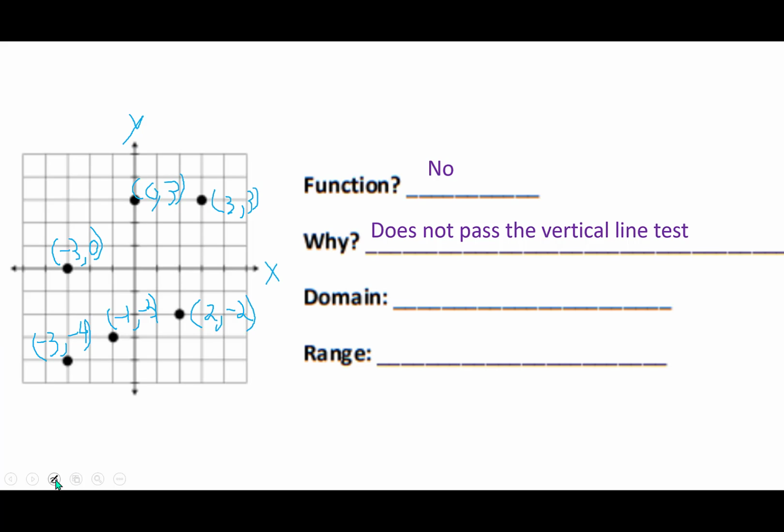Guys, the easiest way to do this I have found is when you're writing the domain, come over here to the left side and list your x values going this direction. So I've got -3, then I'd have -1, 0, 2, and 3. Now because there's 2 of those, remember I only list it once. And then with the range, we're going to start from bottom to top. So -4, -3, -2, 0, and 3. Again, I only write that once, even though it repeats.